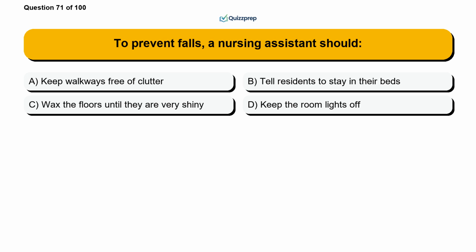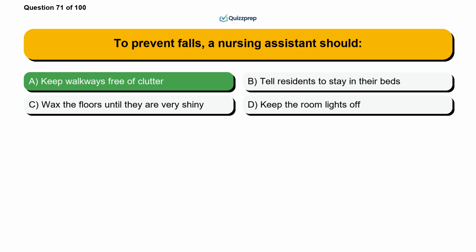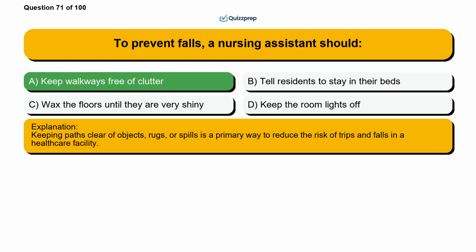Question 71. To prevent falls, a nursing assistant should: Option A. Keep walkways free of clutter. Option B. Tell residents to stay in their beds. Option C. Wax the floors until they are very shiny. Option D. Keep the room lights off. The correct answer is option A. Keep walkways free of clutter. Keeping paths clear of objects, rugs, or spills is a primary way to reduce the risk of trips and falls in a healthcare facility.